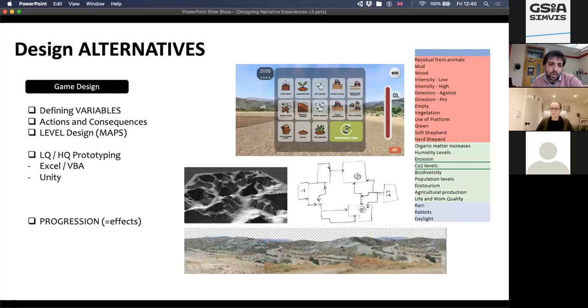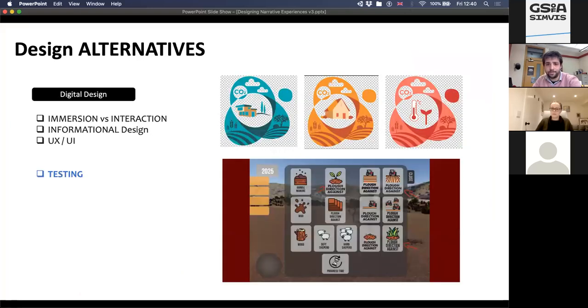So different prototypes were constructed. We worked, for example, with Excel and Visual Basic to simulate the value of some variables. We worked with Unity, and then we were testing this with the researchers once and once and once again.